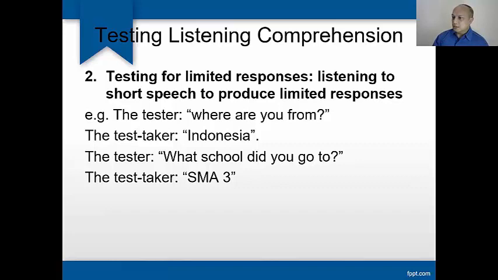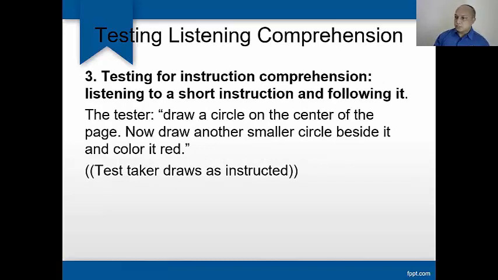Okay, so this is number 2, testing for limited responses, listening to a brief question and then producing short or limited responses. Number 3 is testing for instruction comprehension, meaning the testing of the ability to follow instruction. So for example, the test takers have to listen to a short instruction and then follow it. So the tester says, "Draw a circle on the center of the page. Now draw another smaller circle beside it and color it red."